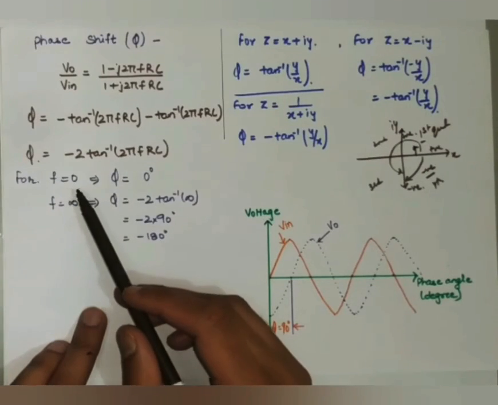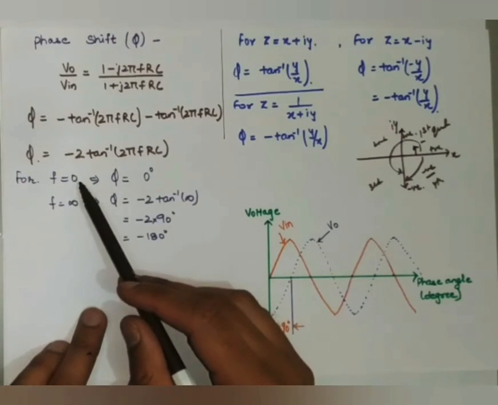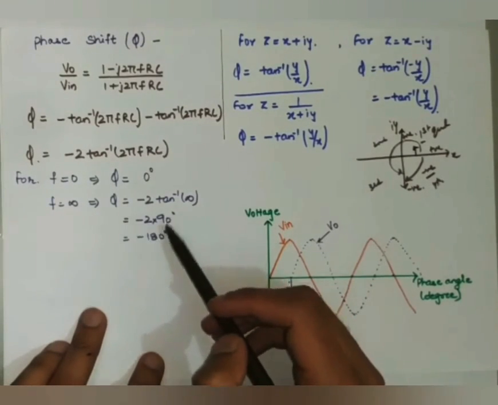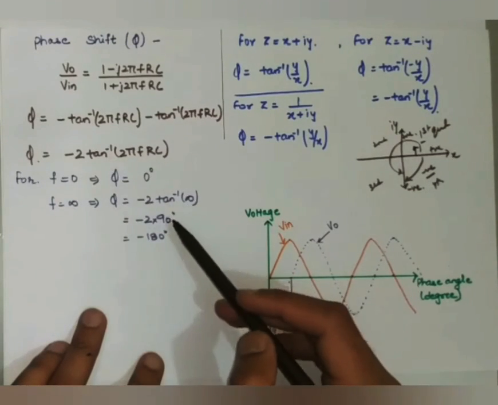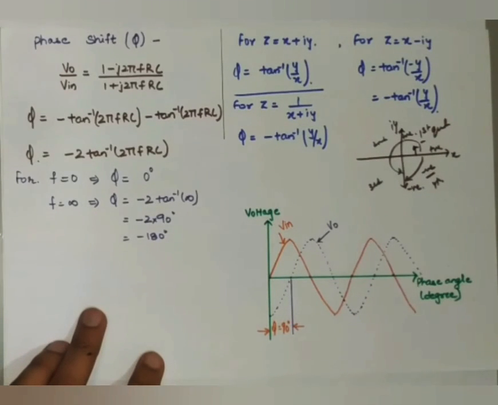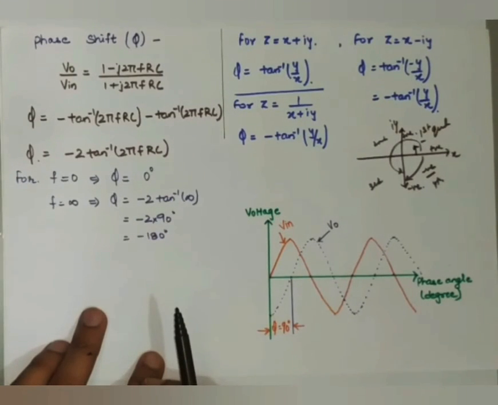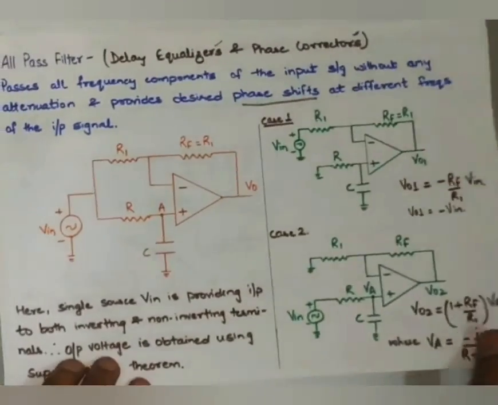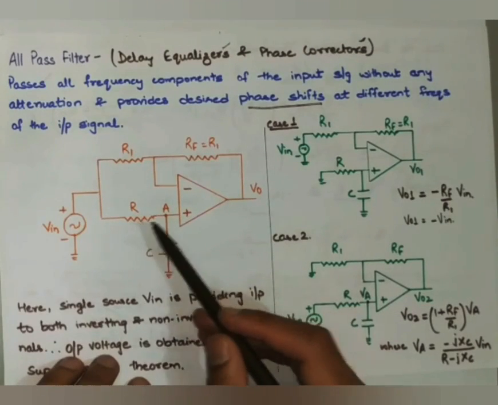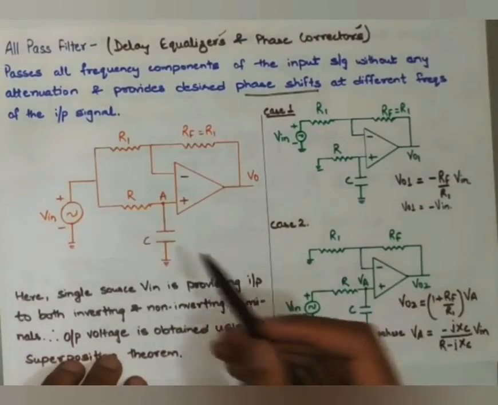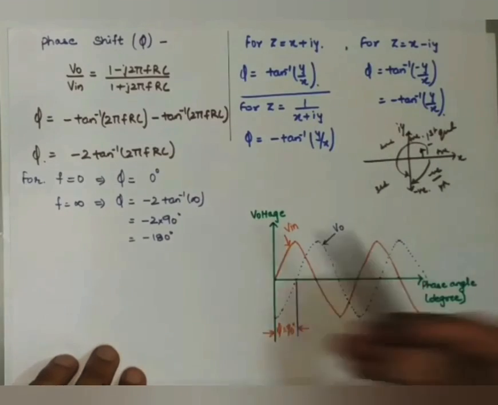Now if I put f equal to 0, my phase will be equal to 0. And if I put f equal to infinity, my phase will be minus 180 degree, because tangent inverse of infinity is 90 degree, and minus 2 times 90 is minus 180 degree. It means I can obtain a phase shift using this circuit from 0 to minus 180 degree. To obtain the phase shift from 0 to plus 180 degree, I will simply replace my R and C pair. R will be over here and C will be over here. With that, I can obtain the phase shift from 0 to plus 180 degree. But with this combination, my phase will be from 0 to minus 180 degree.